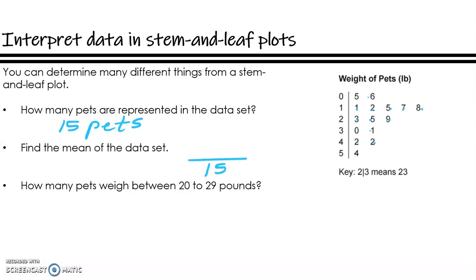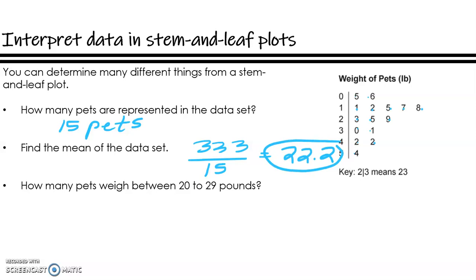So I'm going to pause the video, add these up real quick, and you could even do the same. So after adding everything up, 5 plus 6 plus 11, 12, 15, 17, 18, 23, 25, 29, 30, 31, 42, 42, and 54, I got a total of 333. And when I divide that by 15, I get a mean of 22.2. And you can see that would kind of be right in the middle, so that does make sense.